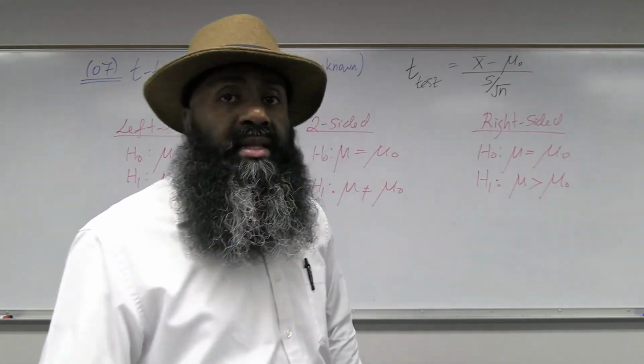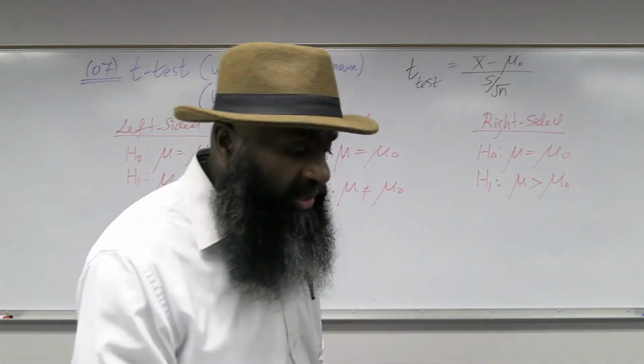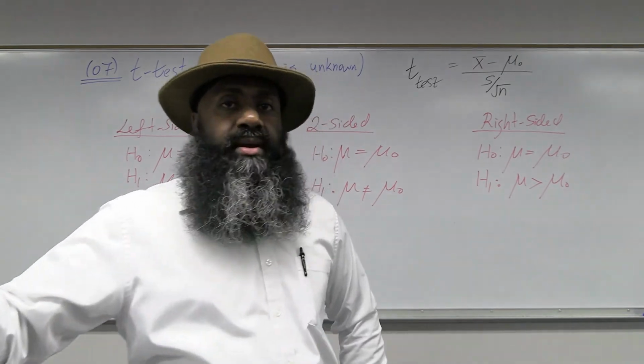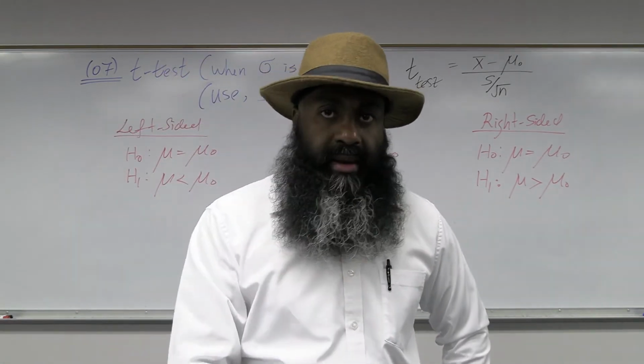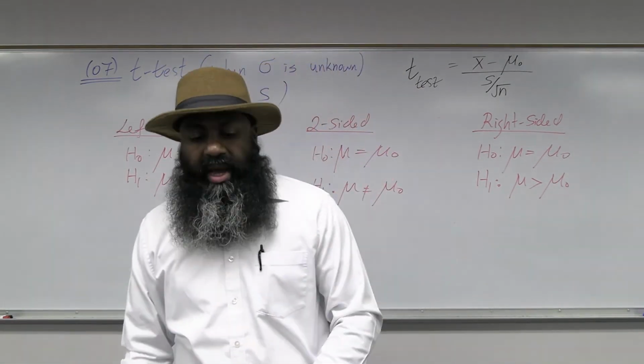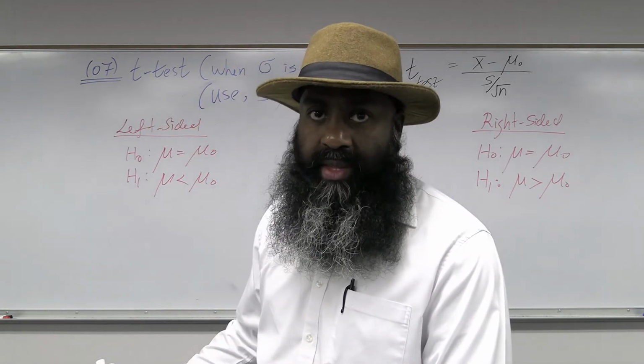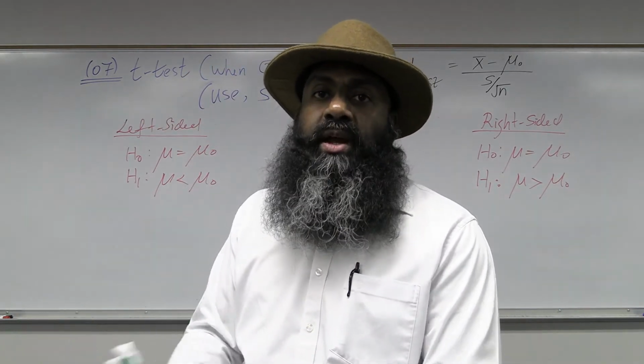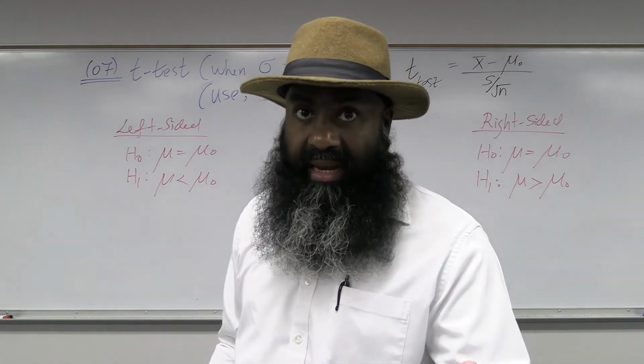How do you calculate the degrees of freedom? Degrees of freedom is equal to n minus 1, where the sample size is equal to n. Say, for example, I'm going to use a sample of 20. What should be the degrees of freedom? 20 minus 1, which is 19.